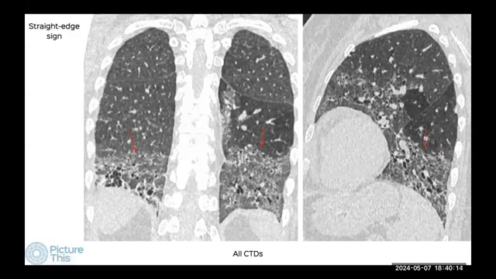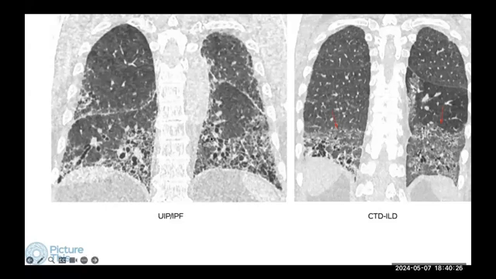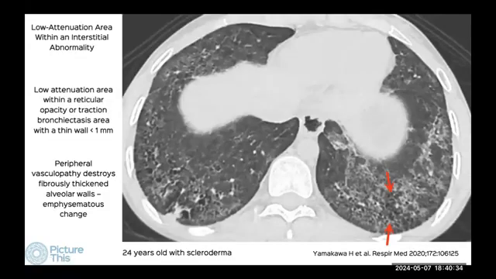So every patient who comes with CTD, we look at the images in sagittal and coronal at the same time. And if we see a straight edge, then I will write down that please aggressively rule out connective tissue disease. And see this patient with UIP, IPF, there's an undulating margin as against a patient with CTD ILD who has a straight edge here. The last sign is low attenuation areas.